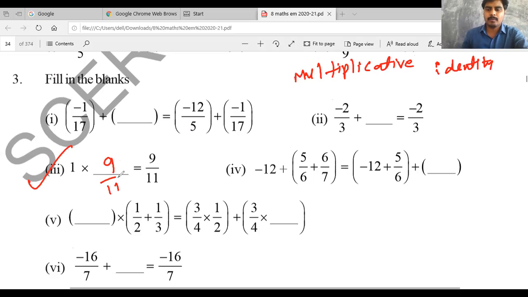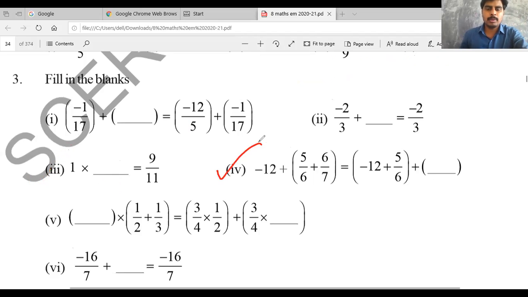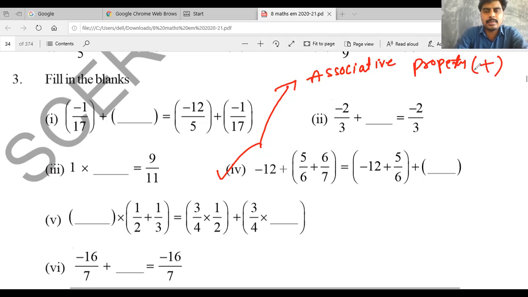Okay, got it? Next, fourth bit. Minus 12 plus 5 by 6 plus 6 by 7 is equals to minus 12 plus 5 by 6 plus dash. Which property, Nana? It is associative property under operation plus. Okay, every time Saiteja is raising hand. Then what about the remaining people? What are you doing? Nobody is ready to give the answer, right?